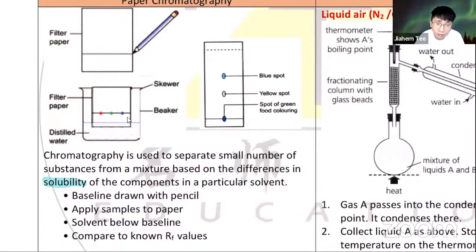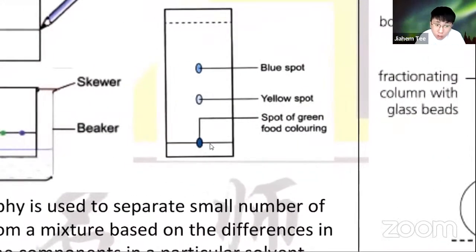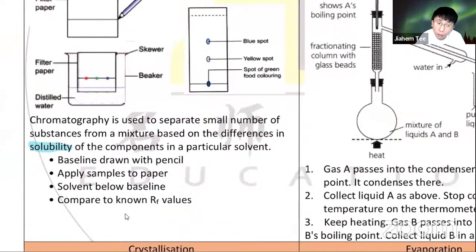Then after separation, if you have a mixture, it will give you multiple spots. If it's a pure substance, it should only give you one spot. So from here, you know that if it has two different spots or three different spots, it's a mixture. If it's one spot, it's a pure substance. Then you can compare to known Rf values in the table provided, and you might know the blue spot is maybe sugar, and the yellow spot is another chemical.